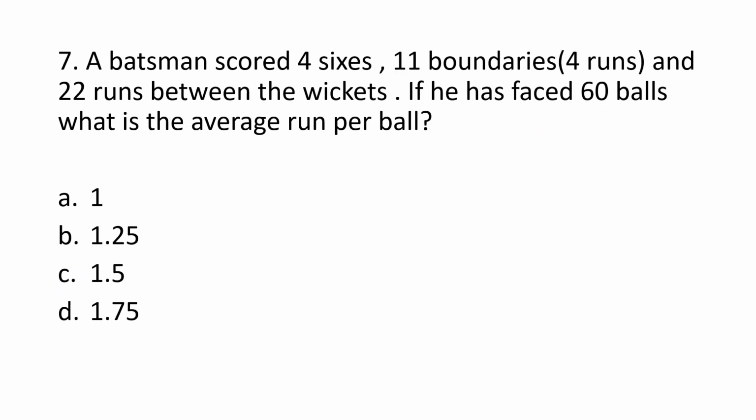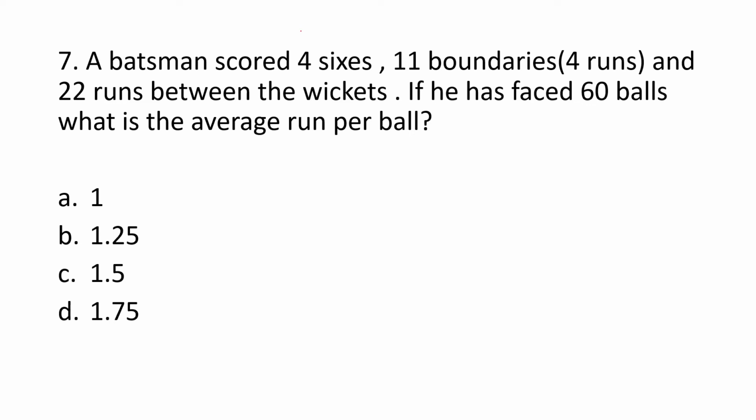And moving on to the next question, a batsman has scored 4 sixes, 11 boundaries or fours, and 22 runs between the wickets. If he faced a total of 60 balls, what will be his average run per ball? The simplest way of solving is to find the average: total number of runs scored by him divided by total number of balls faced.